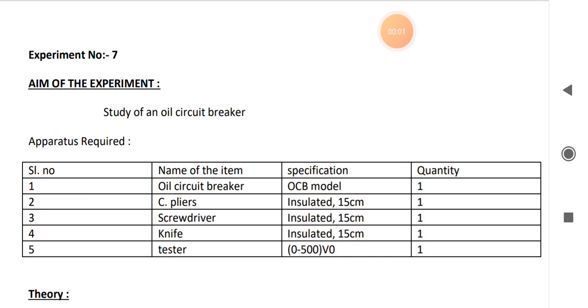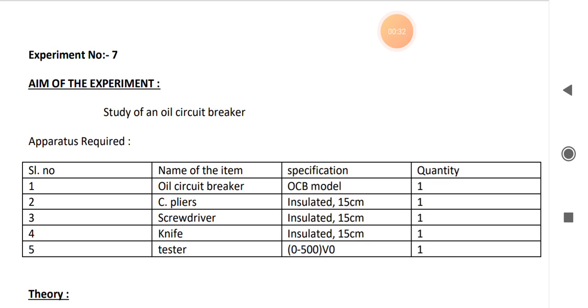Hello students. Today we will perform our seventh experiment, and the aim of the experiment is study of an oil circuit breaker. The apparatus required for this experiment, though this is only the study of the model, and we will study only by its diagram. Right? So with the view of the clear diagram we can understand its working.